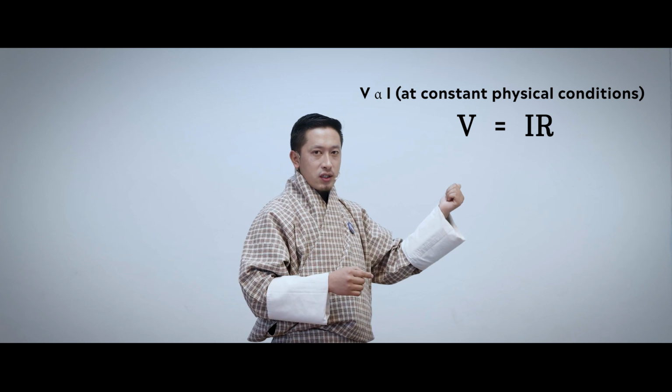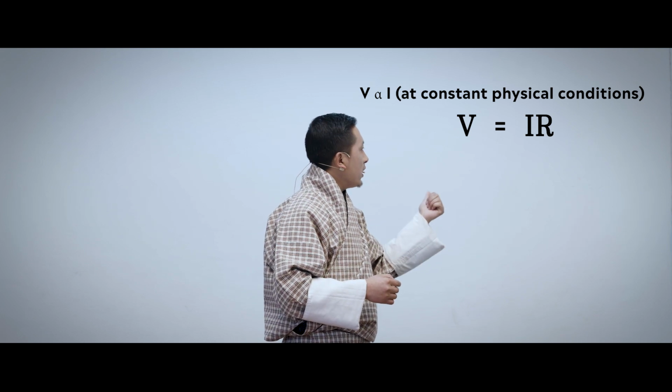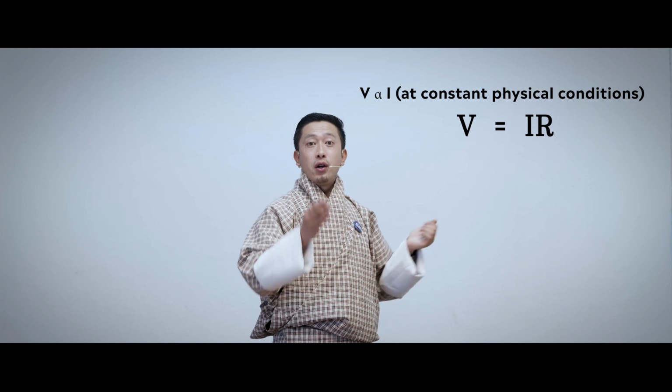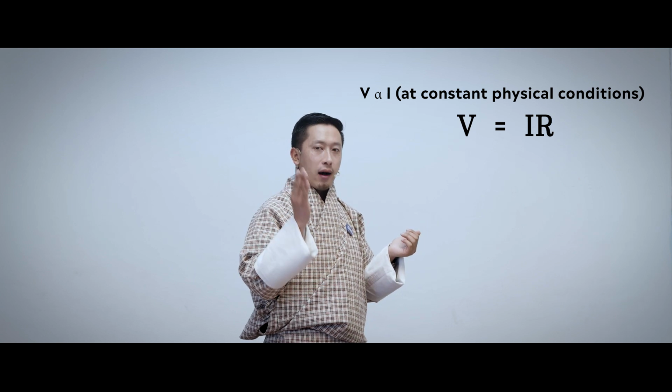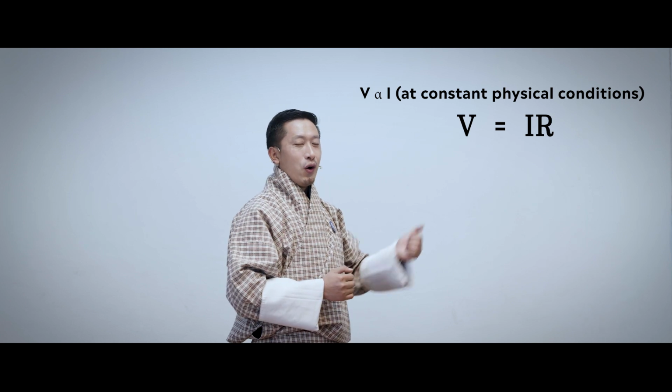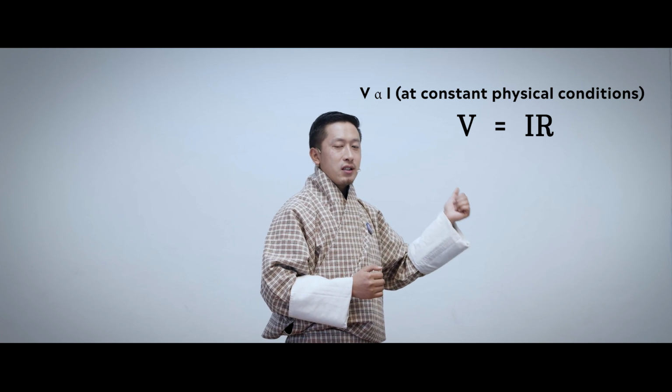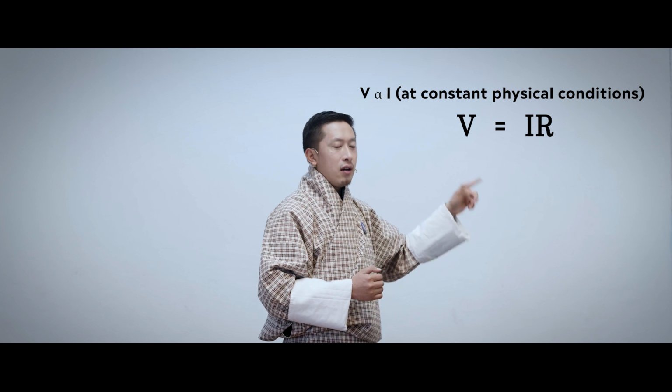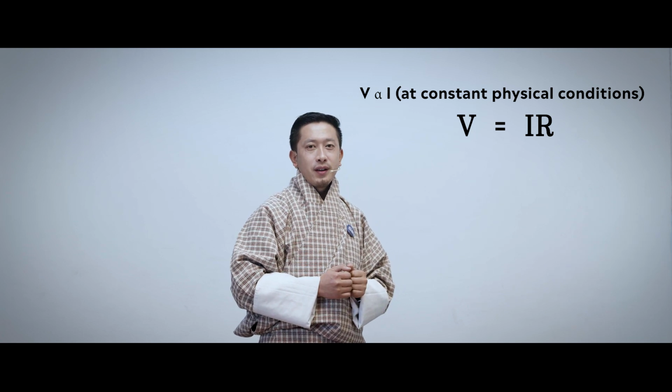If you remove the proportional sign, the equation becomes V is equal to IR. This is the mathematical representation of Ohm's law. Voltage is equal to current times resistance, and R is the proportionality constant.